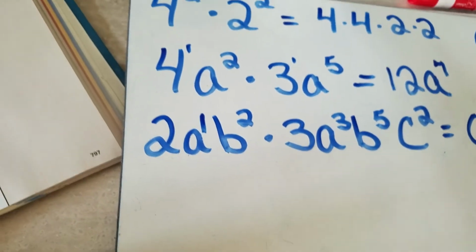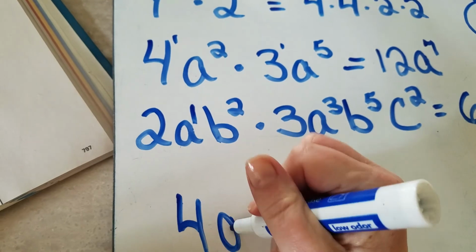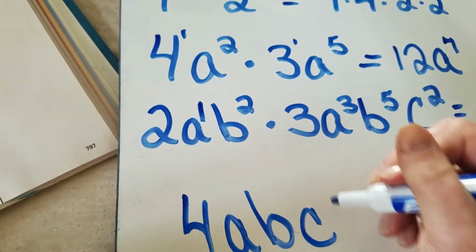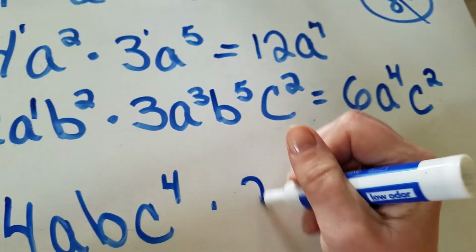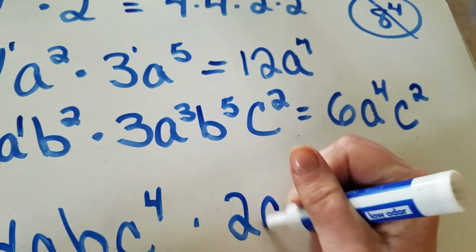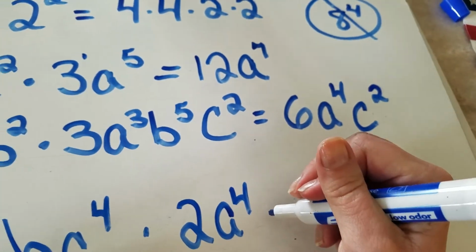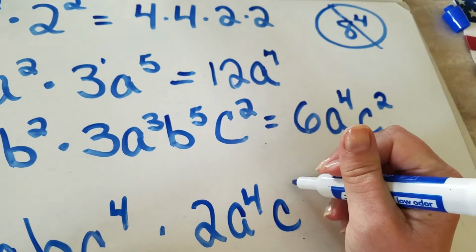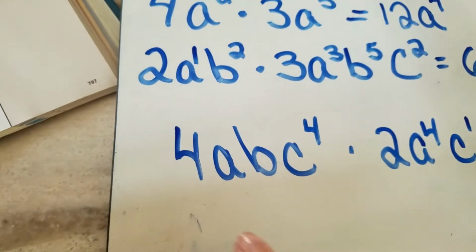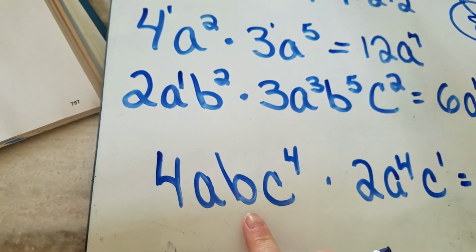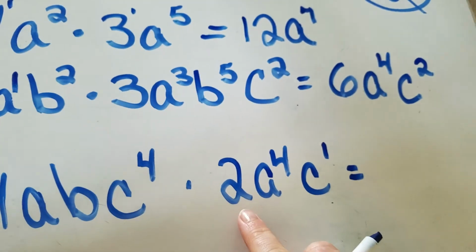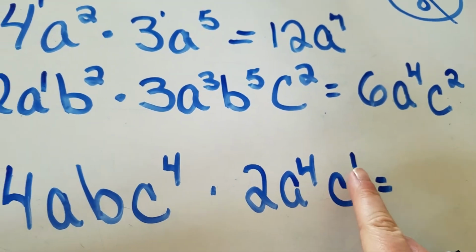Okay, I'll show you another example. If I have a whole number out front, it does not matter if they don't match, as long as you can still multiply them. I have 4abc to the fourth and 2a to the fourth, c to the first.